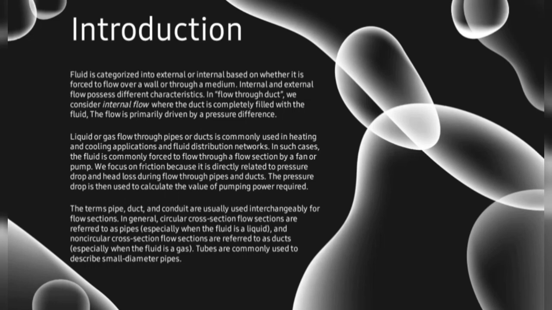The terms pipe, duct, and conduit are usually used interchangeably for flow sections. In general, circular cross-section flows are referred to as pipes, especially when the fluid is a liquid, and non-circular cross-section flows are referred to as ducts, especially when the fluid is a gas. Tubes are commonly used to describe small diameter pipes.